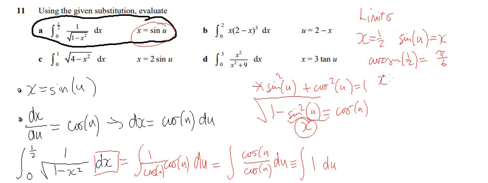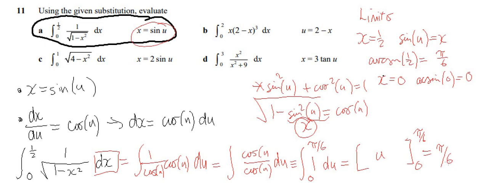Okay, now when x is equal to 0, again, we're going to do arc sine of 0, and that gives us 0. Now we've got our new limits. New limits are pi over 6 and 0. So we integrate that, remember to use square brackets. So when we do this, well, that's just going to give you u, between pi over 6 and 0. So that means my answer is going to be pi over 6.